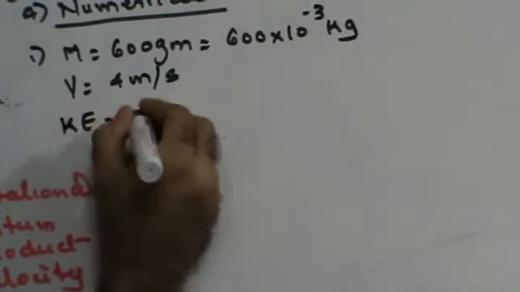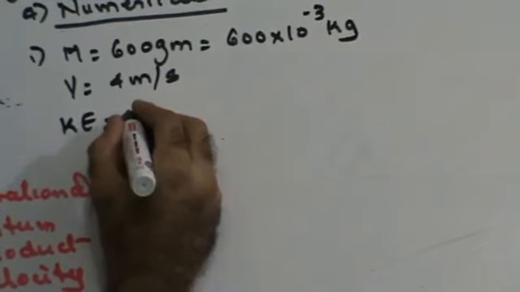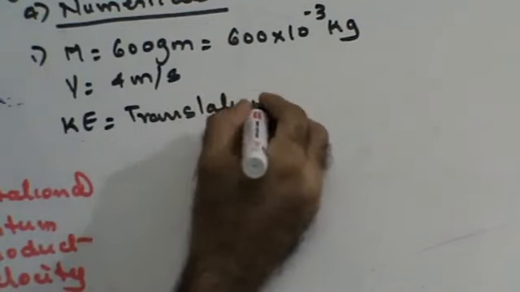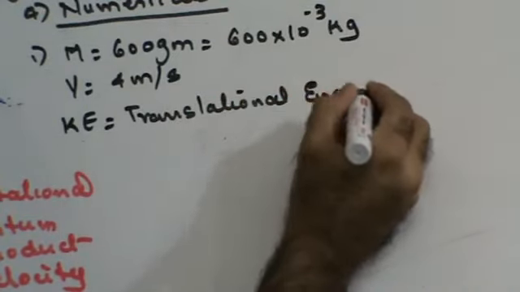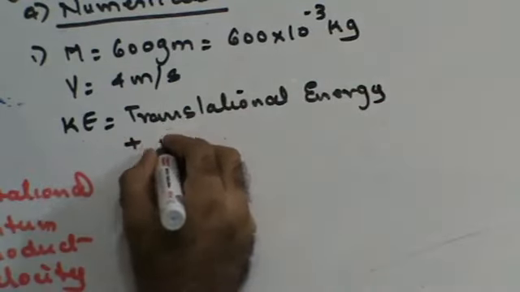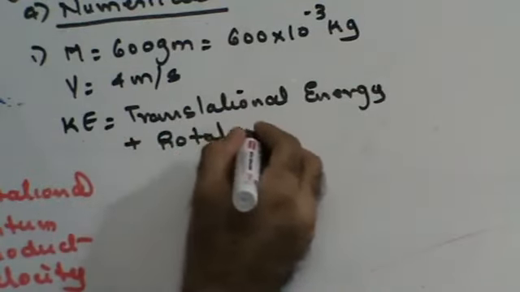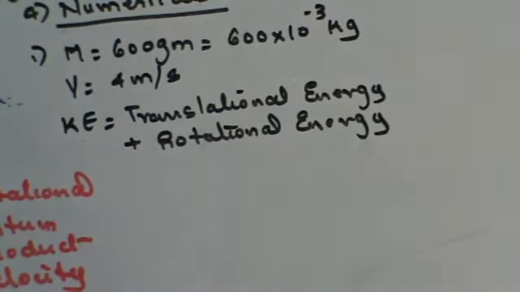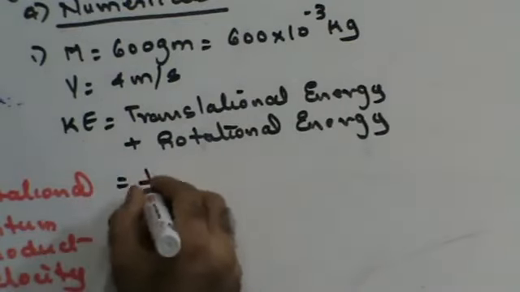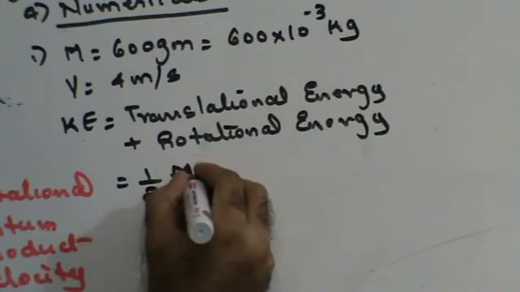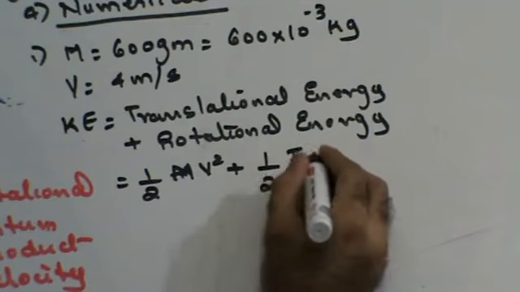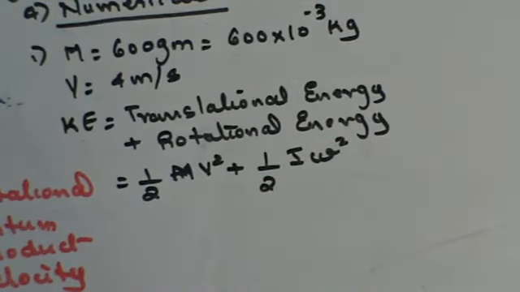Now, kinetic energy for a rolling body is nothing but translational energy plus rotational kinetic energy. That's the total energy possessed by a rolling body. Translational energy is half mv square, plus rotational energy is half I omega square for a disk. Right?